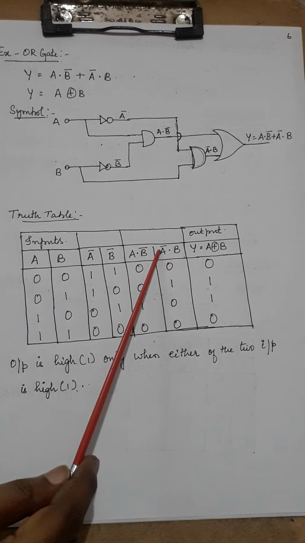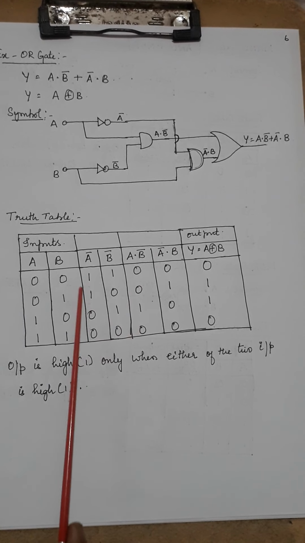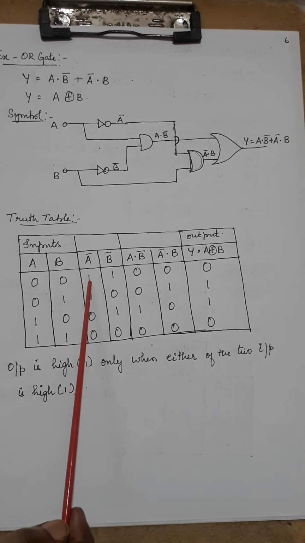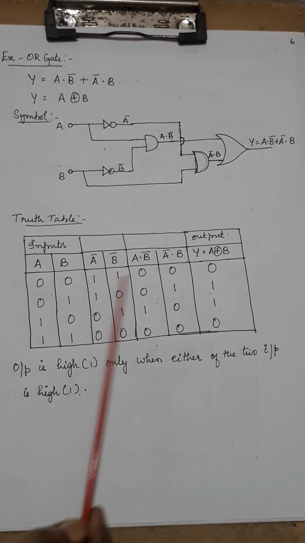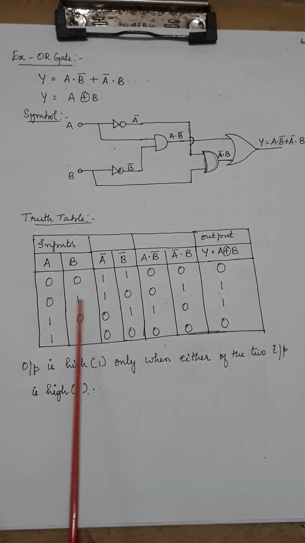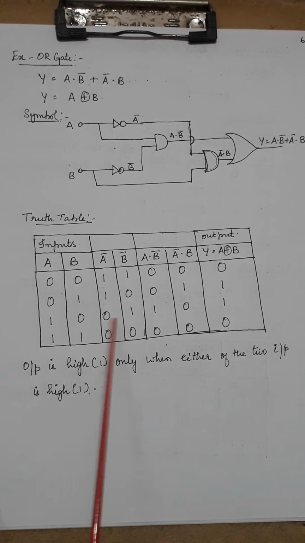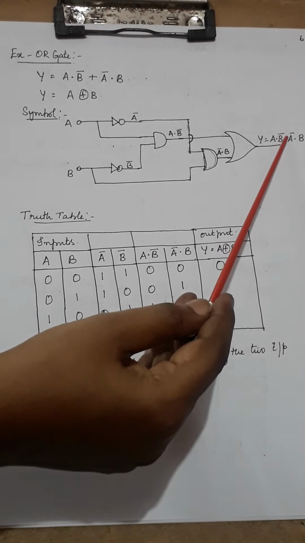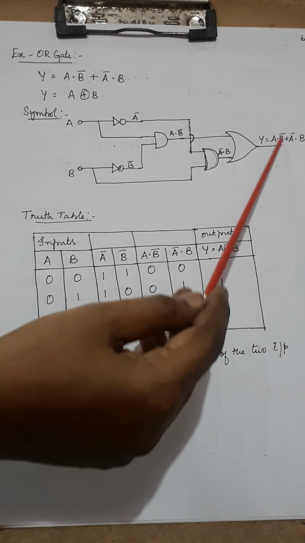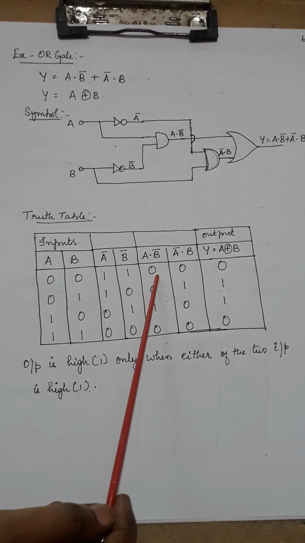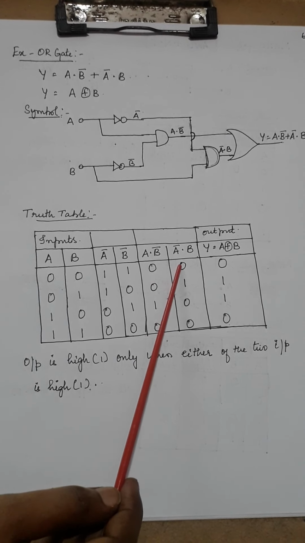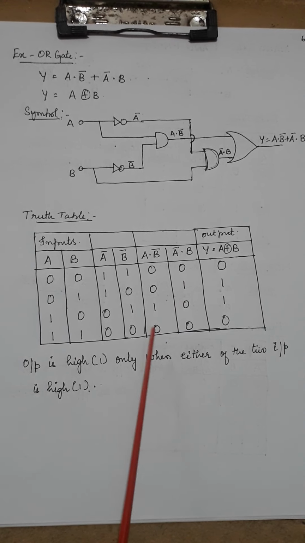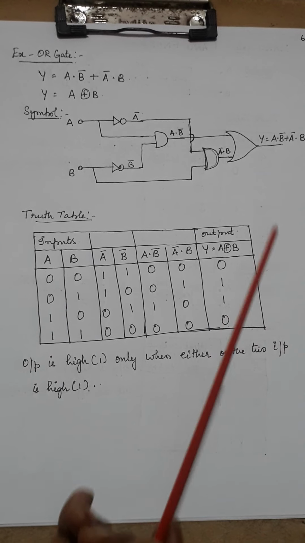The next one is A complement dot B. So the columns that you should look into are this one and this one. So 0 and 1 will give you 0. Then here 1 and 1 alone will give you 1. The remaining will give you 0. But the interesting part is that at last it is OR in between, right? So here 0 or 0 gives 0. Here 0 and 1 will give you 1, and 1 and 0 gives 1. Here both are zeros, naturally it will give you 0.